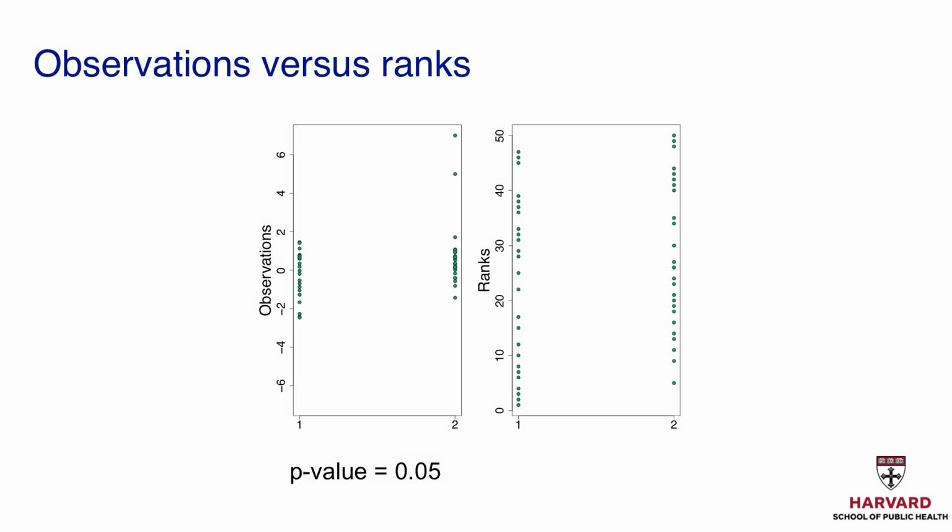So on the right, I have the ranks. We saw this before when we looked at the median, the MAD, and Spearman correlation. So when we look at the ranks, those two values no longer look so big. And when we compute the Wilcoxon test on this data, we actually get a p-value of 0.22. So what is it that we do?